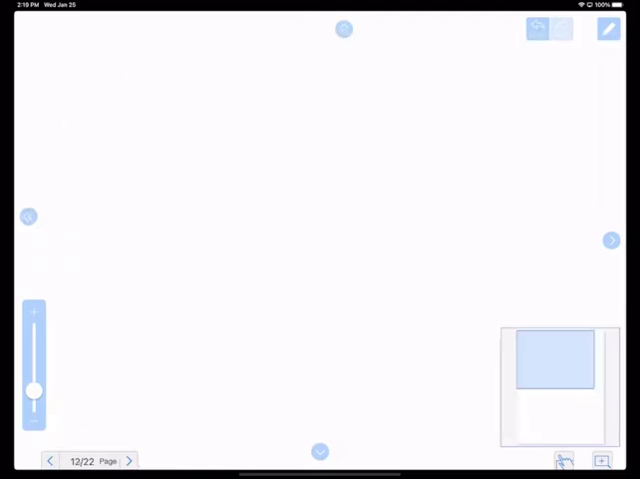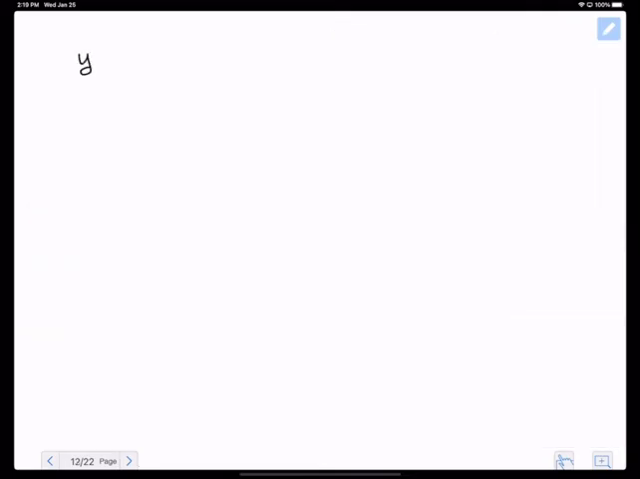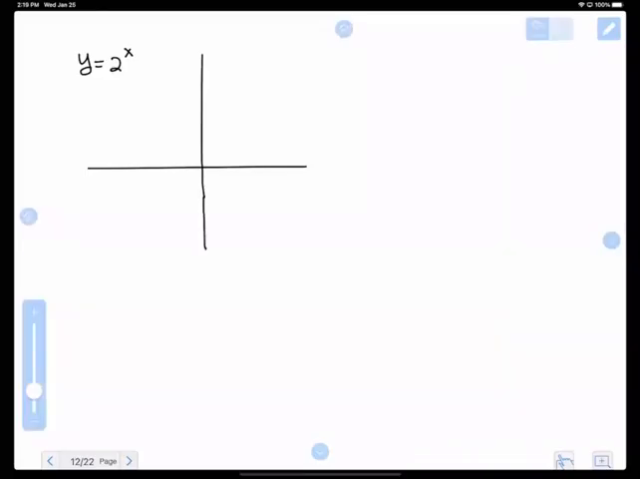Okay, so let's start with the exponential function. Make it easy. I want to start with the exponential function y equals 2 to the x. Let's draw this 2 to the x. When x equals 0, 2 to the 0 is 1. When x equals 1, 2 to the power 1 is 2. When x equals negative 1, 2 to the negative 1 is 1/2. When x equals 2, 2 squared is 4. When x equals negative 2, it's 1/4. So that's 2 to the x.